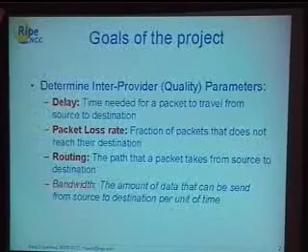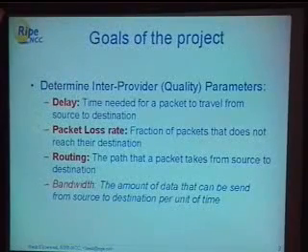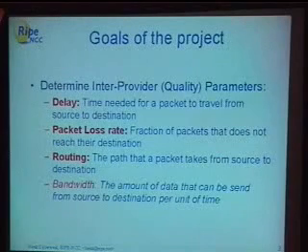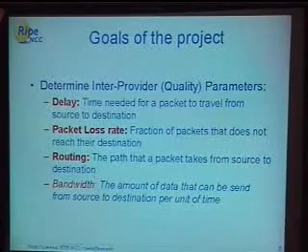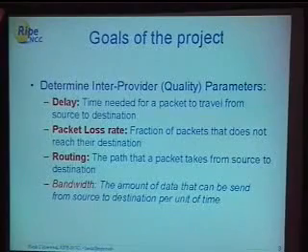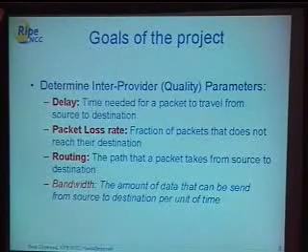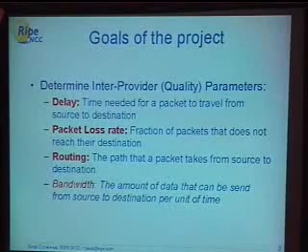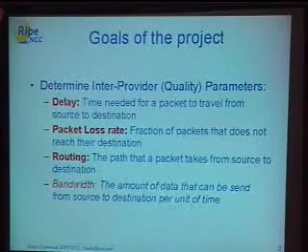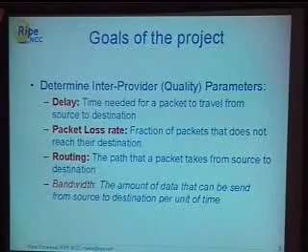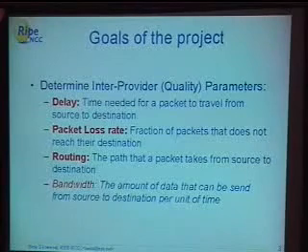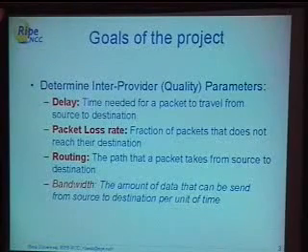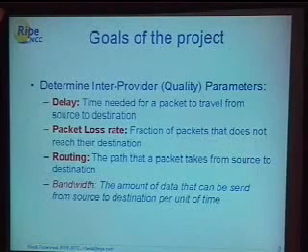So what do we want to do? Well, the goal of the project is to determine inter-provider quality parameters. So far we've been focusing on 3. First one is delay, which is the time for packets to travel from the source, so an ISP somewhere or a user at an ISP somewhere, to its destination. Related to that one is the packet loss rate. That's the fraction of packets that are sent out but never arrive.